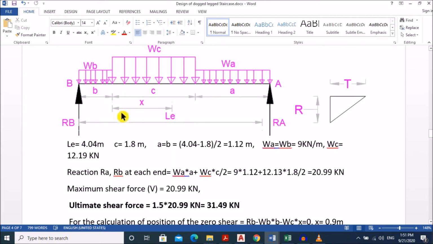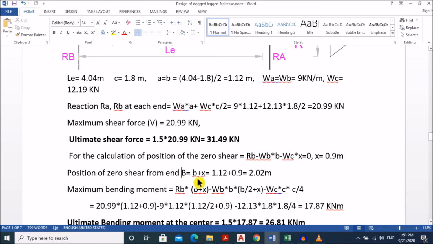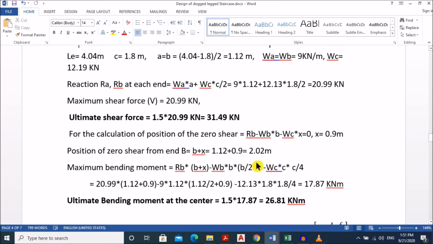It means x equal to 0.9 meter, and the position of zero shear from end B is B plus x, which gives 2.02 meter. The maximum bending moment is at 2.02, because the maximum bending moment in the beam will be at the point of zero shear.